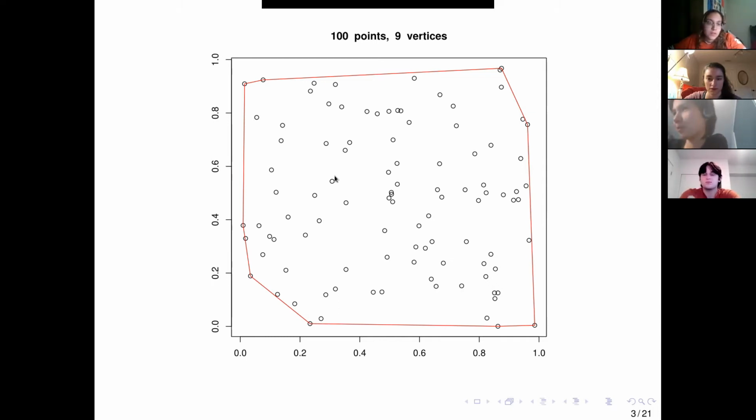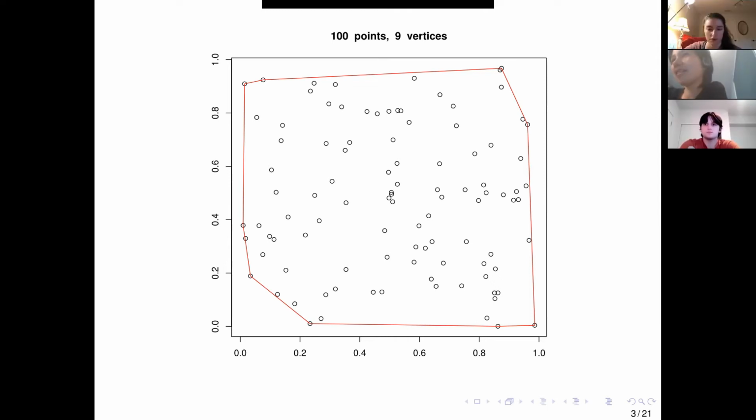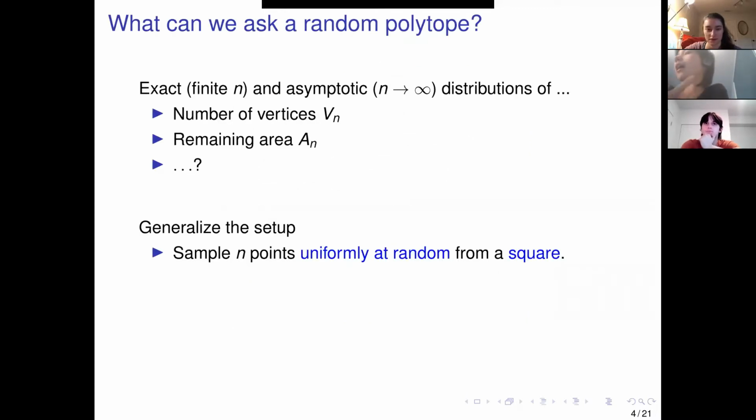Okay. And you can do simulations like this. You take 1,000 points uniformly at random, and you take a polygon. How many vertices do you get in general, right? So that's the kind of question that people care about. So what can you ask a random polytope? You can say for a fixed n, let's say 100 or 1,000, or maybe even 4, I want to know what's the distribution of the number of vertices of the random polygon, and how big of an area of, let's say, the square does it cut out? What's the remaining area? And there are many other questions.